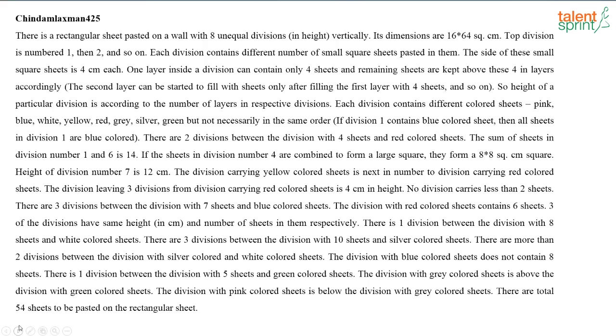One layer inside a division can contain only 4 sheets, and the remaining sheets are kept above these 4 in layers accordingly. The second layer can be started to fill with sheets only after filling the first layer with 4 sheets and so on. So the height of a particular division is according to the number of layers in the respective divisions. Each division contains different colored sheets: pink, blue, white, yellow, red, grey, silver, green, but not necessarily in the same order. If division 1 contains blue colored sheet, then all the sheets in the division 1 are blue colored. There are 2 divisions between the division with 4 sheets and red colored sheets.